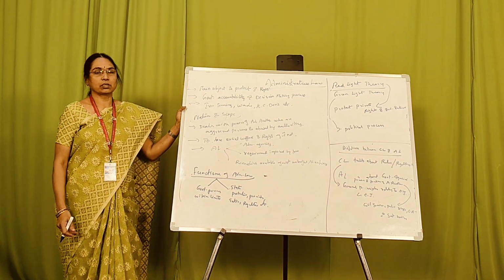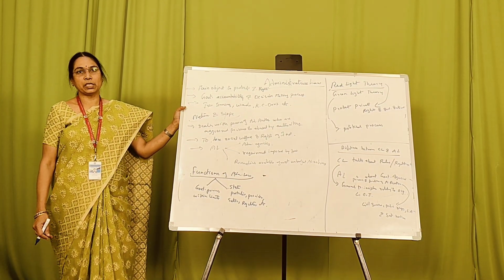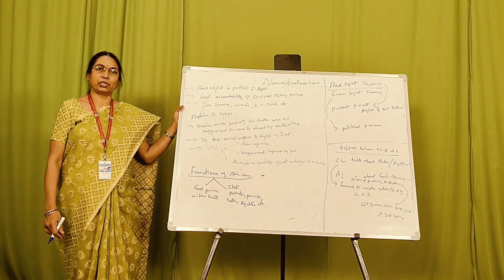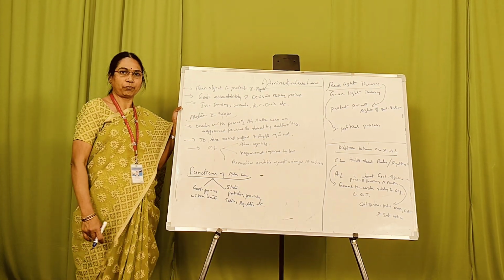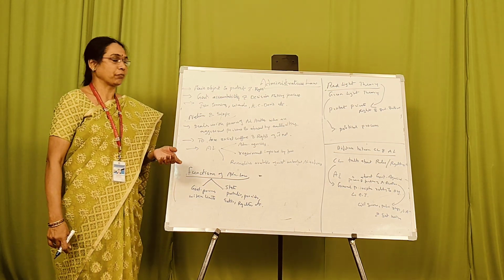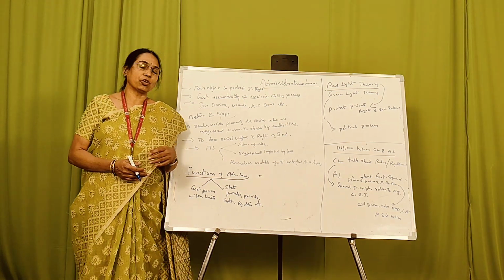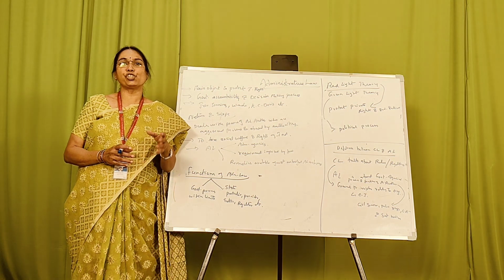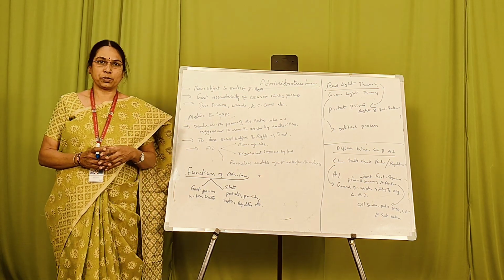Good morning, students. Today we will be starting the class of administrative law, the introduction part, the nature and the scope of the administrative law. Now, what is administrative law and what is the main objective of the administrative law? The main object of the administrative law is to protect the individual rights in the administrative part.